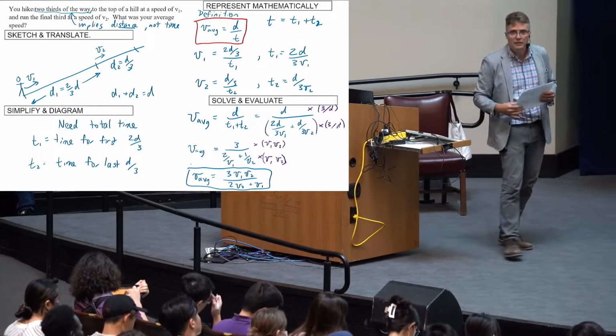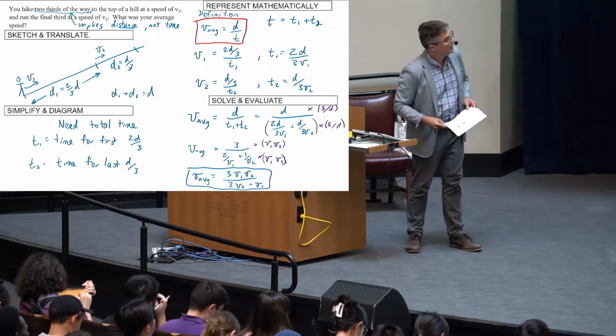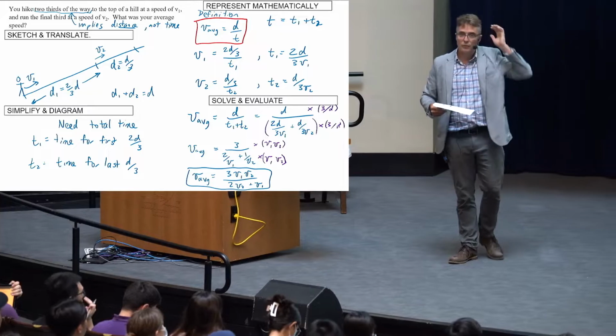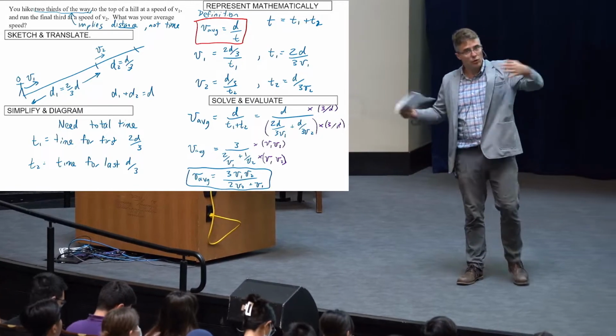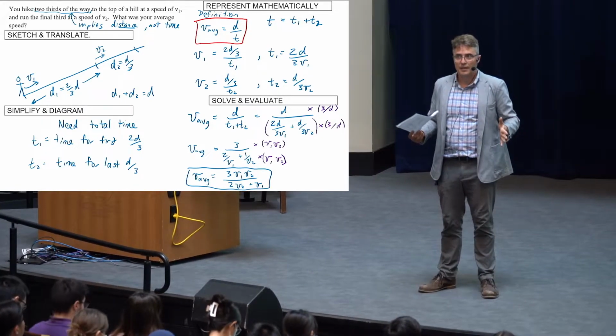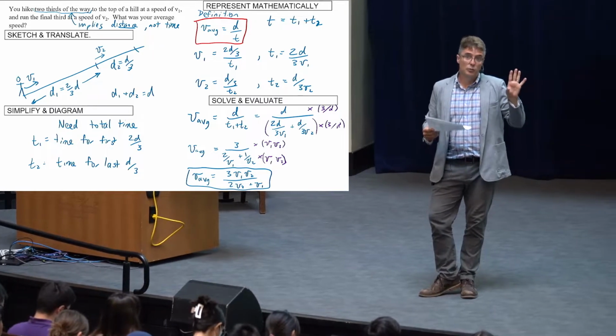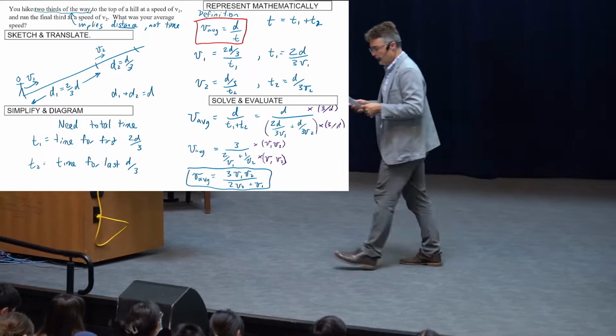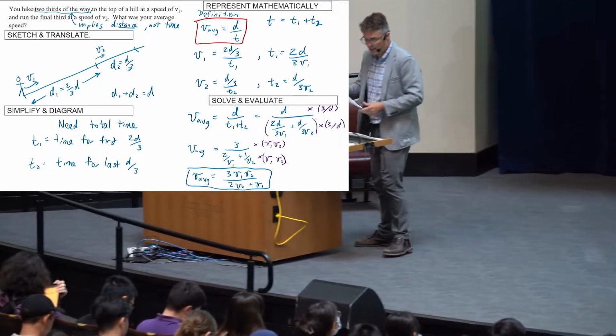So it looks a little complicated, but I'm taking a definition, which is the average velocity is always the total distance divided by the total time. And you were given certain ratios, but you weren't given the total time, so I tried to solve for that.